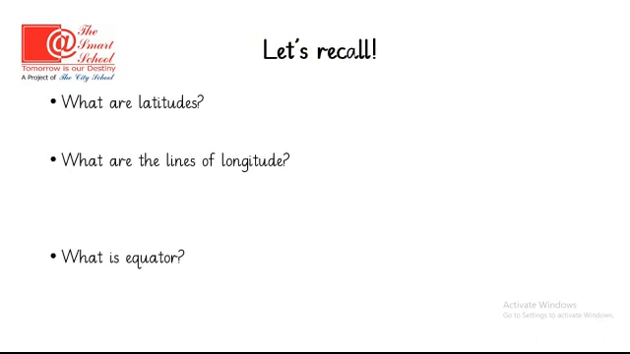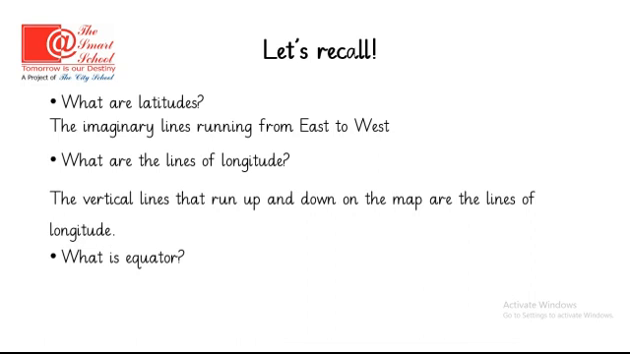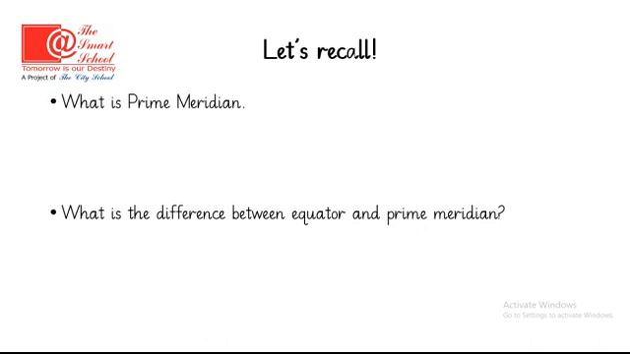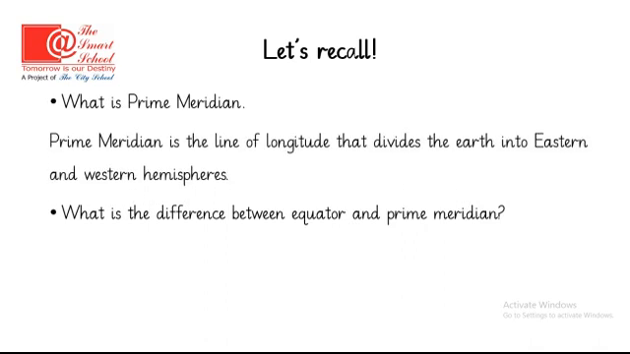Now before we start our lesson, let's recall a few basic facts which we have already studied. What are latitudes? The imaginary lines running from east to west. What are the lines of longitude? The vertical lines that run up and down on the map are the lines of longitude. What is equator? An imaginary line that divides the earth into northern and southern hemispheres. What is prime meridian? Prime meridian is the line of longitude that divides the earth into eastern and western hemispheres.